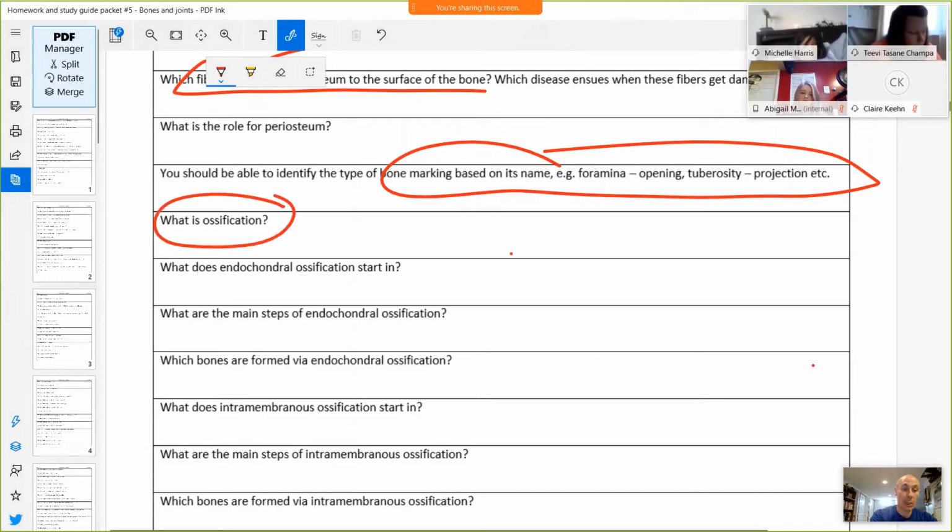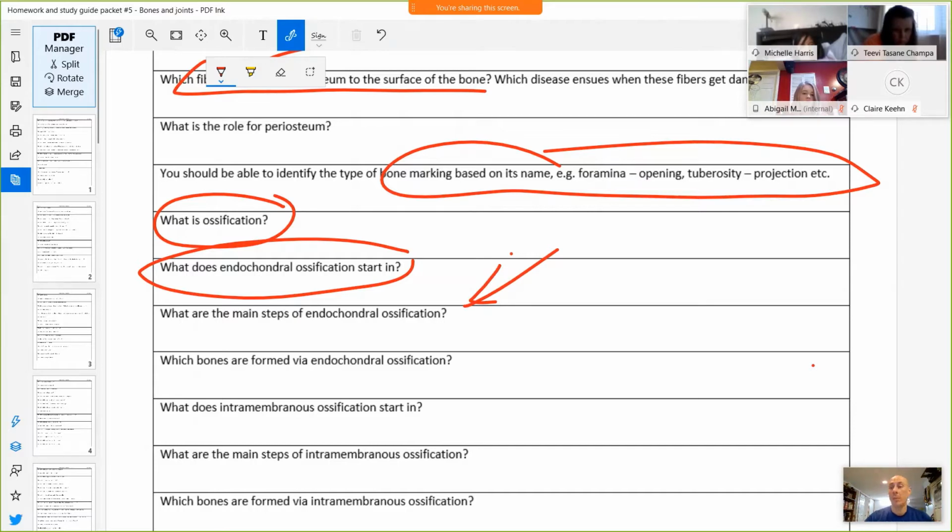Ossification, formation of a bone. Endochondral ossification. Remember, there are two types, endochondral and intramembranous. So endochondral starts in the hyaline cartilage, intramembranous starts in the connective tissue membrane. So endochondral ossification. What you have to be able to tell me: it starts with the formation of primary ossification center in the future diaphysis of the long bone, but it starts in the cartilage. It's actually cartilage, okay?